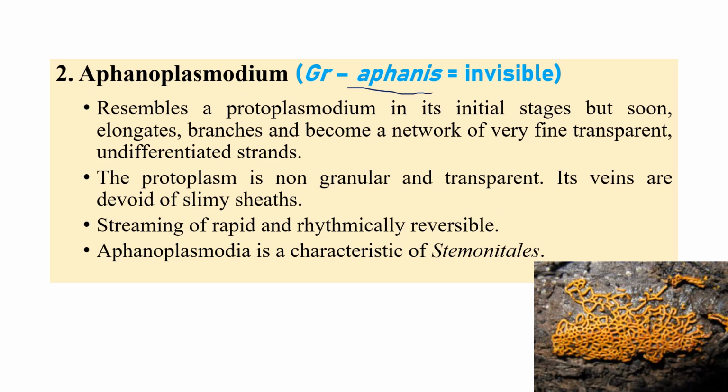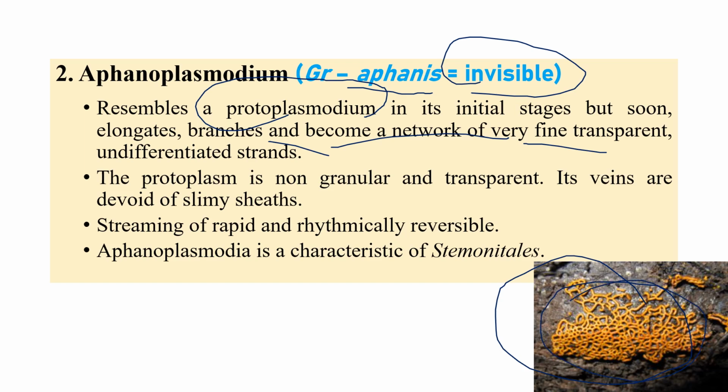The second one is aphanoplasmodium. As I told you, aphanes means invisible. At the initial stages it resembles a protoplasmodium only. In the later stages of development, a very clear set of branches develops and a network can be observed, but it is a very fine, transparent and undifferentiated stage. If you see the picture, we cannot differentiate; it is also undifferentiated, and a network of strands can be seen here, right? This protoplasm is non-granular in aphanoplasmodium. Sorry, protoplasmodium is granular, while aphanoplasmodium is non-granular and transparent.